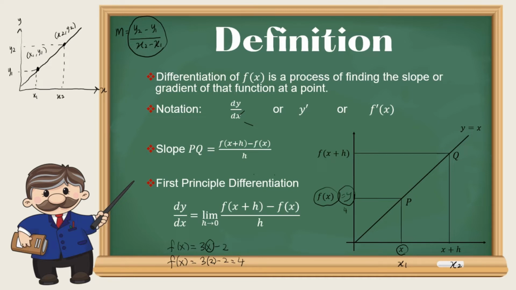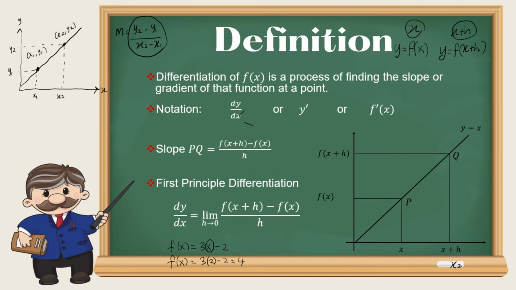So if you have x plus h, it means that your value will be f(x plus h). Because when you have the value of x, the value of y is the function of your x. So it becomes f(x). When your value of x is x plus h, your value of y will become the function of x plus h. That's why your second value of y here is f(x plus h). It is actually the second value of your y.